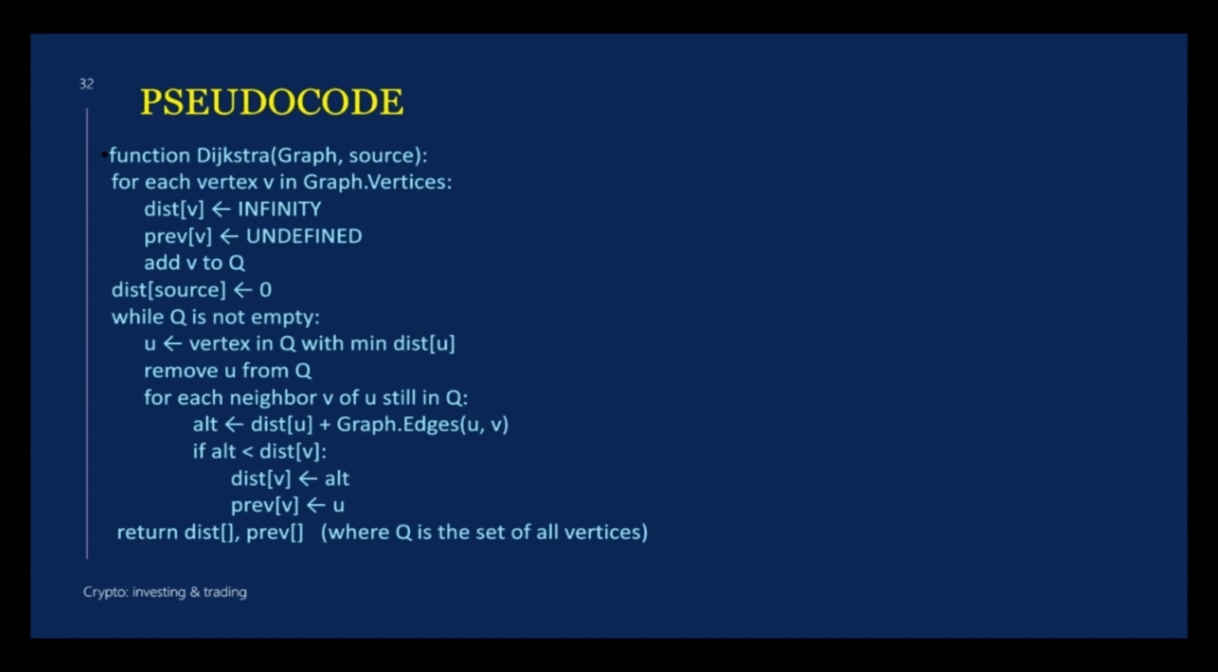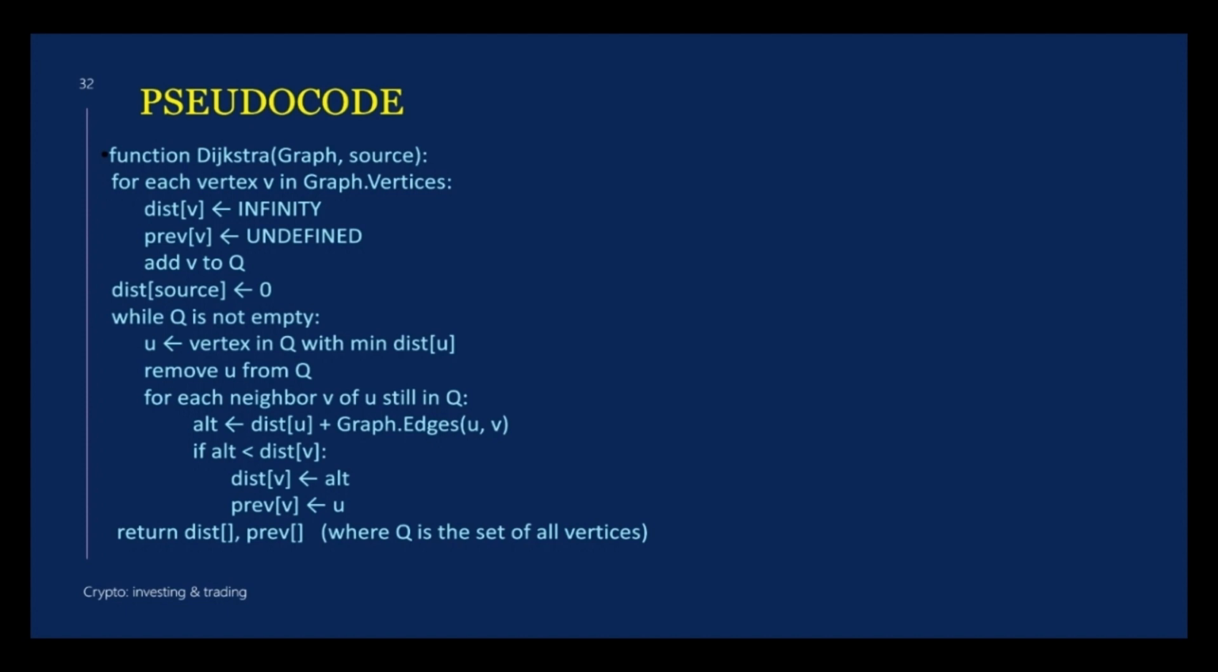Once we have found out the neighbors, we'll find out their cost. How? By adding the cost of this node with the least cost plus the distance or the cost between this node and its particular neighbor node. If this newly found cost, which is alt over here, is less than the cost which we already have for this node in Q.